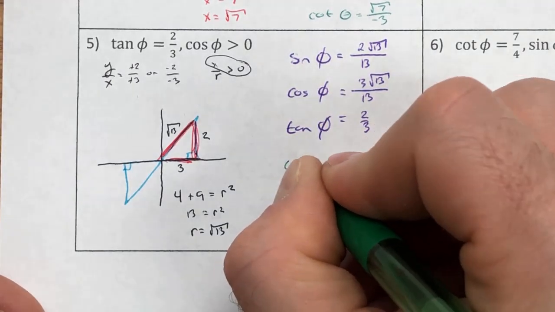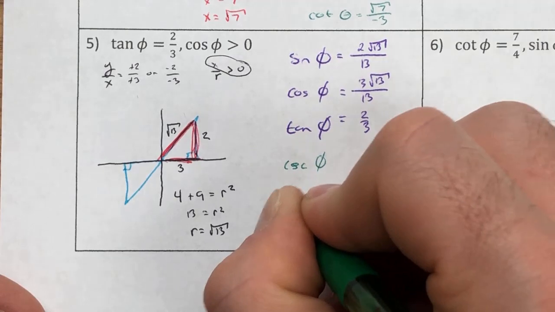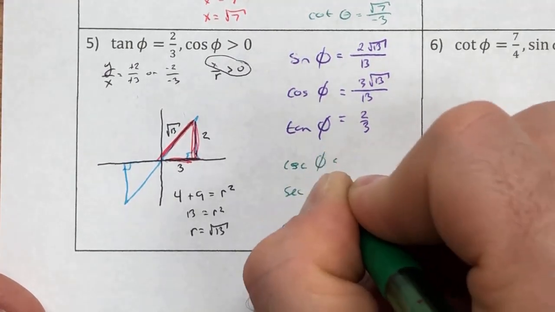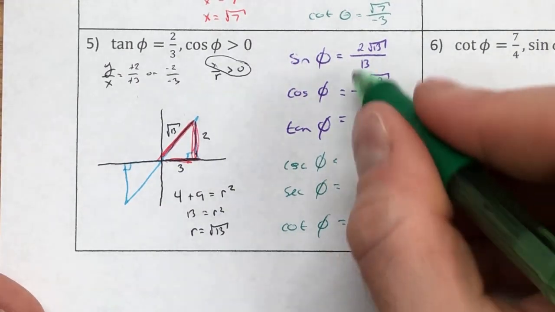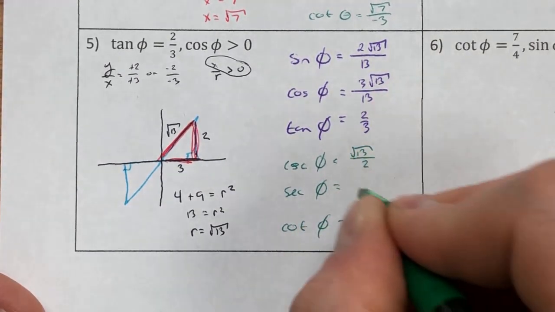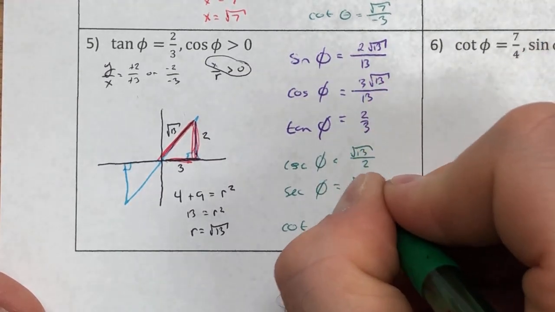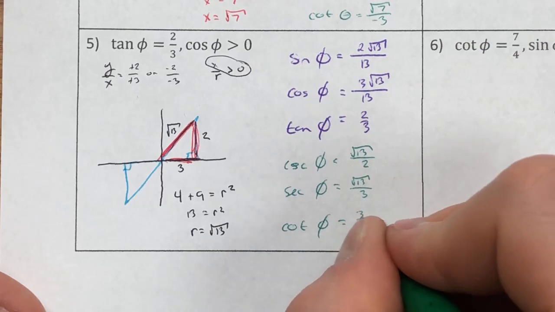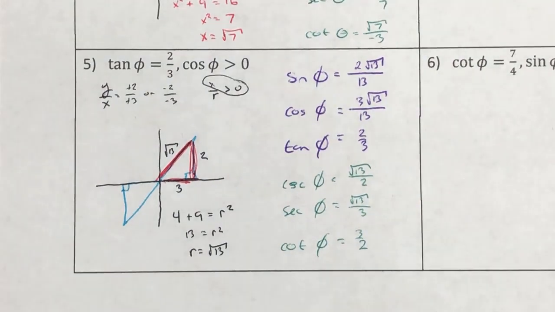If I have the cosecant, the secant, and the cotangent: cosecant is that flipped, which I knew was originally the square root of 13 over 2. Secant is that flipped, which I know was originally the square root of 13 over 3. And the cotangent is that flipped, which is 3/2. So for those questions, they dealt mostly with reciprocal functions.